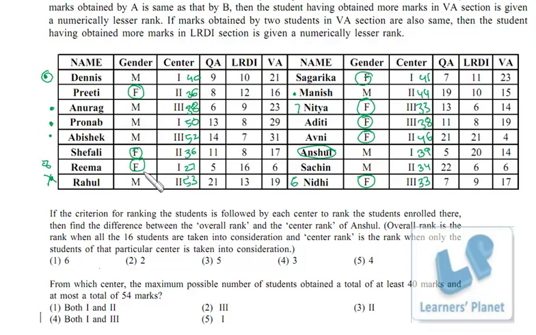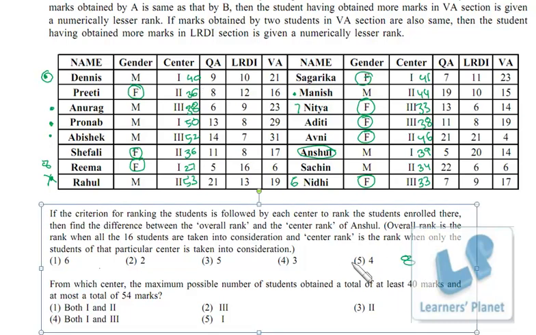So overall rank, we see how many students have got more than 39. So that's 1, 2, 3, 4, 5, 6, 7, right? So 7 students have got more than Anshul, that is 39. So Anshul might have got 8th rank overall. Okay.